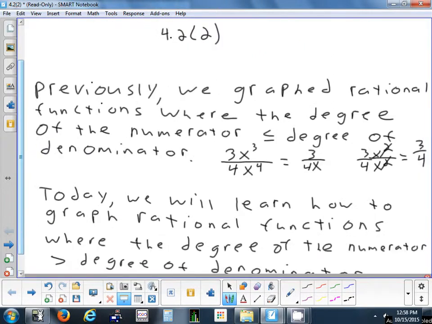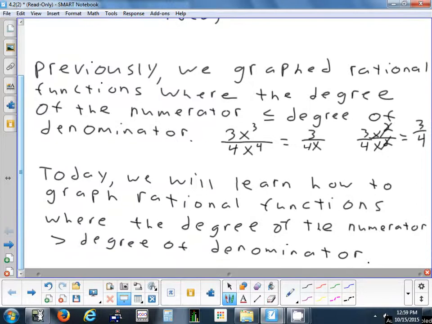What we're going to look at today is what happens when the degree of the numerator is bigger than the denominator. So we're not going to get cases like this, but we'll see what happens. It's going to change our asymptotes a little bit. Not so much the vertical ones. Those are going to stay the same. But we might see the horizontal ones going away.